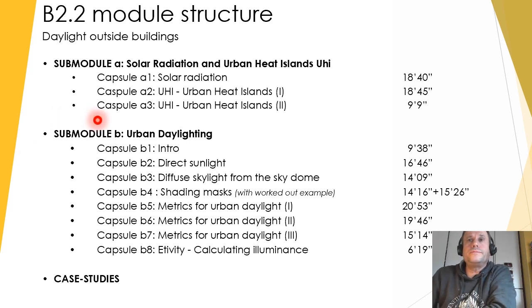The second submodule is going to focus on urban daylighting. It's going to be longer, as you can see here. It will contain a number of capsules, one on direct sunlight, another one on diffuse skylight, which is the light reflected off the sky dome, shading mask, so qualitative tools to quantify the amount of solar radiation, and the metrics for urban daylight, both skylight and sunlight involved.